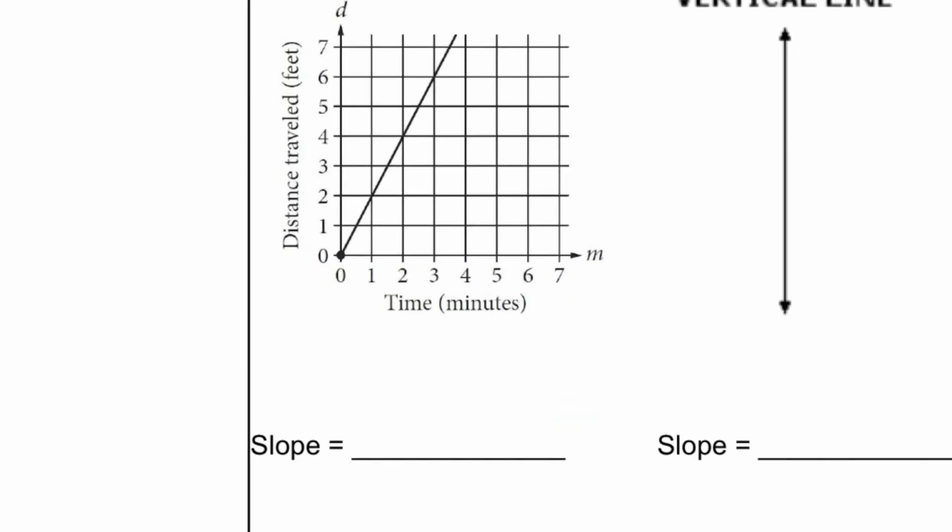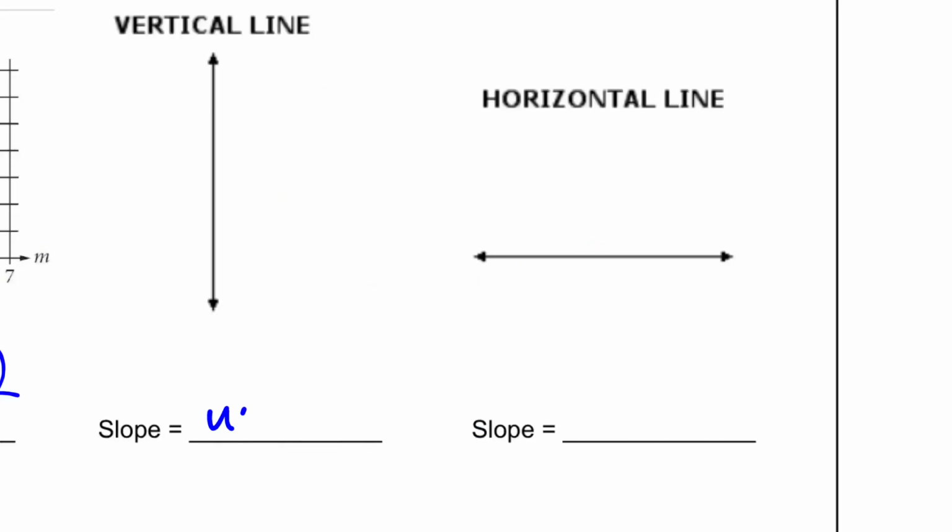Let's look at the slope. For any 2 points, we are going up 2 and right 1. The slope is 2/1, or just 2. The slope for a vertical line is undefined. The slope for a horizontal line is 0.